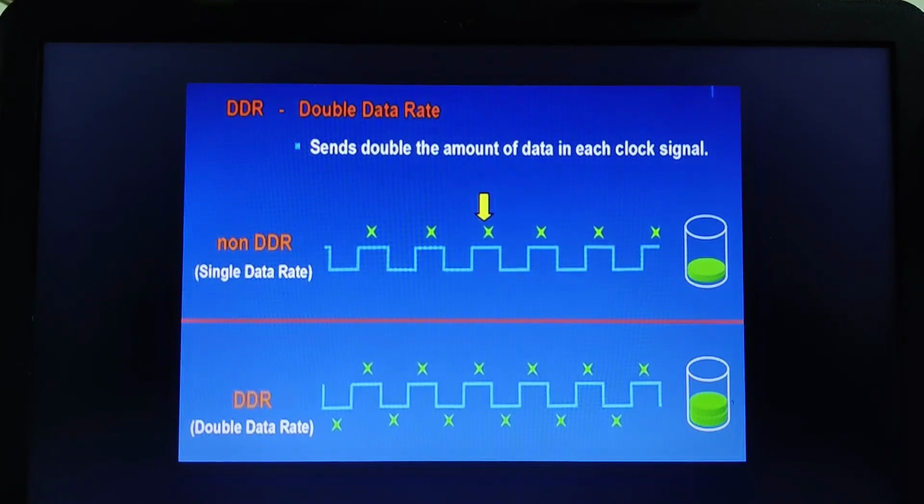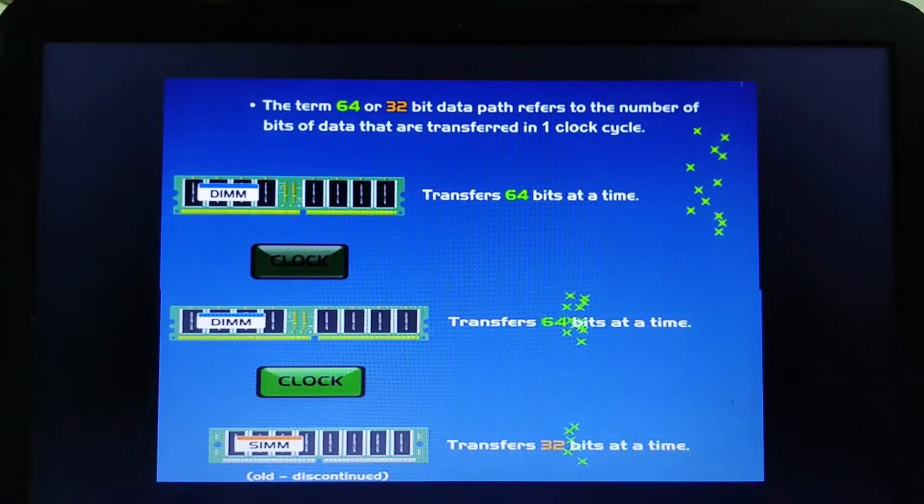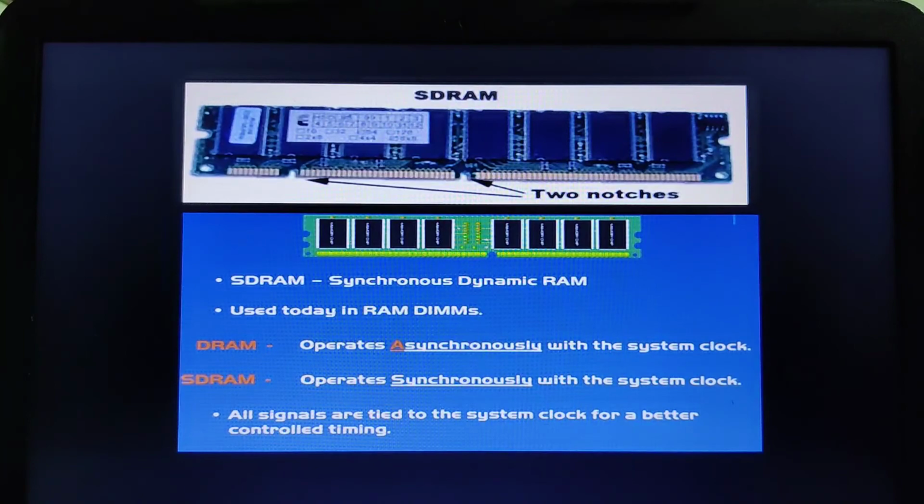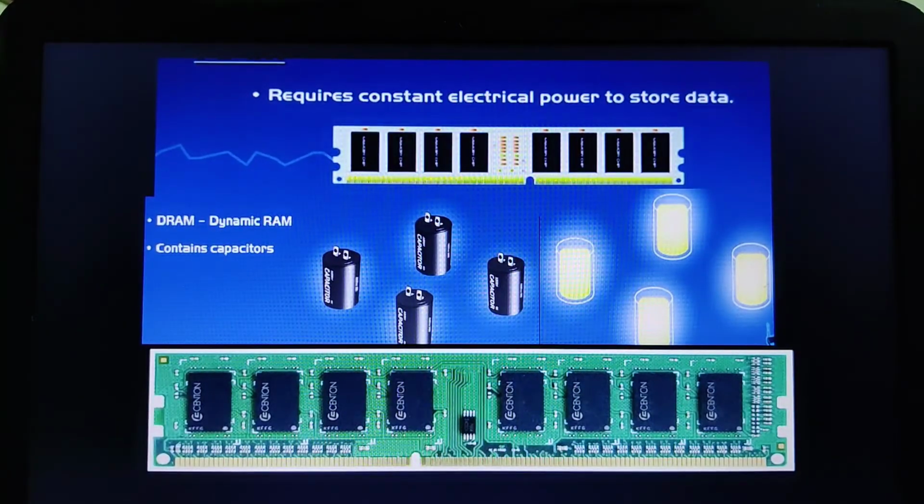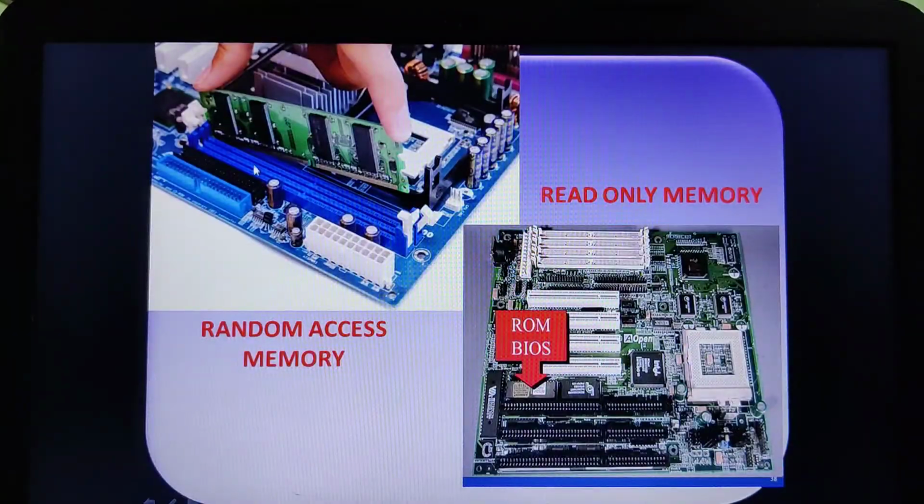Moving on to the next one, that is the static memory. Static memory is the static random access memory, which also stands for SRAM. This SRAM is simply a memory chip, usually used in the cache memory due to its high speed.